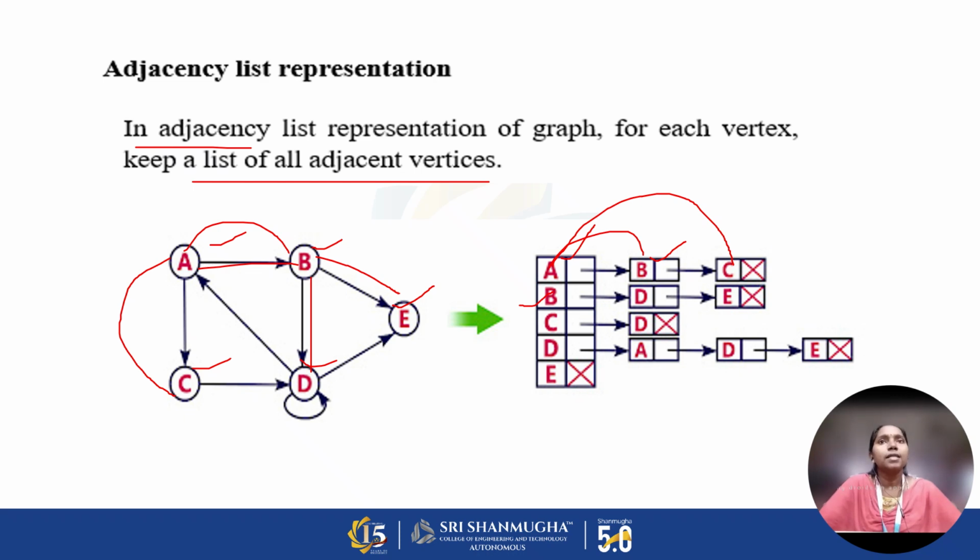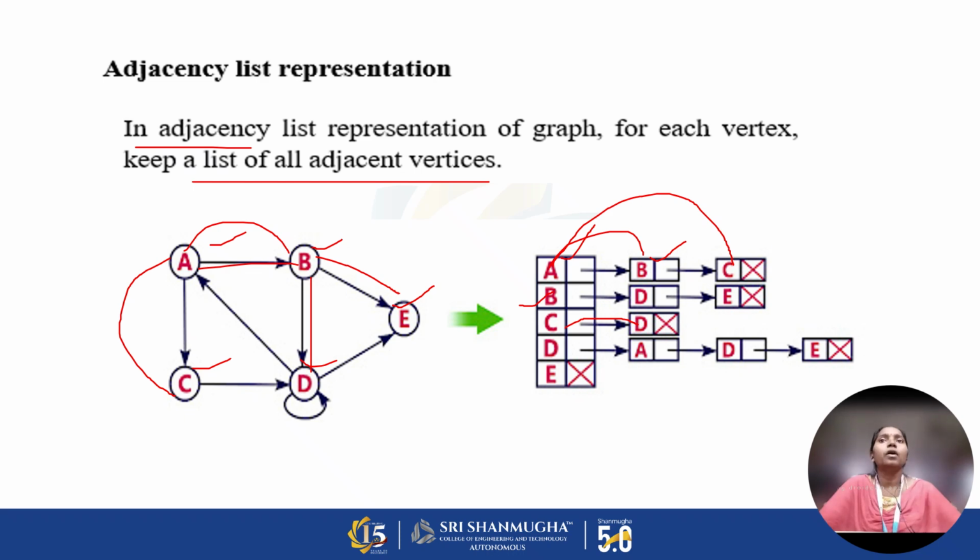And next, let's consider the C node. Which node is C directly connected with? C is a self node, and it goes only to D. So the adjacent node representation for C is D only.